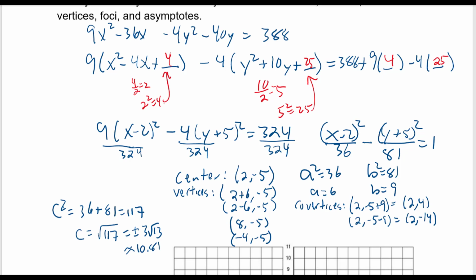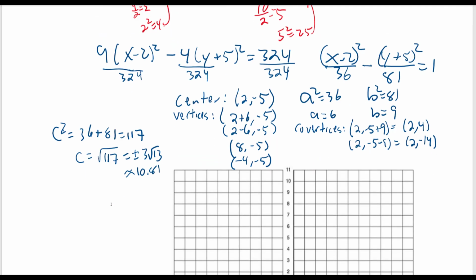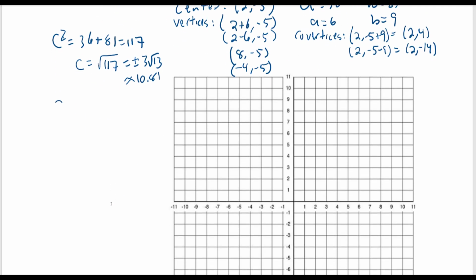So let me write down here. Our foci are going to be located at (2 plus 10.81, negative 5) and (2 minus 10.81, negative 5). So we're looking at (12.81, negative 5) and (negative 8.81, negative 5). That's approximate, by the way.